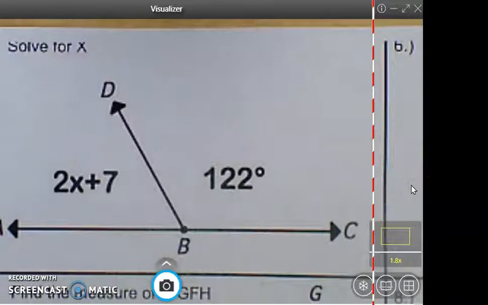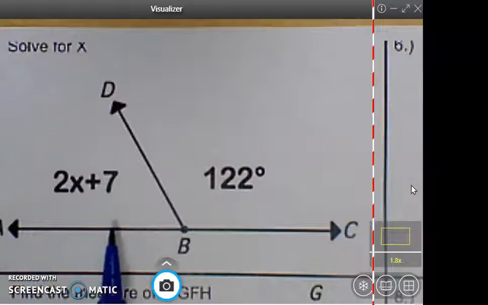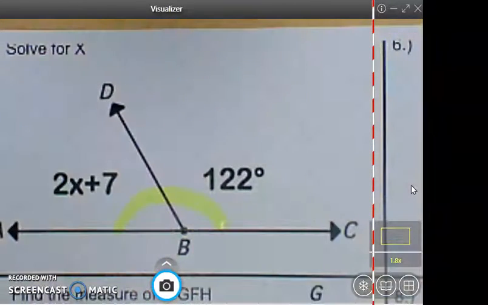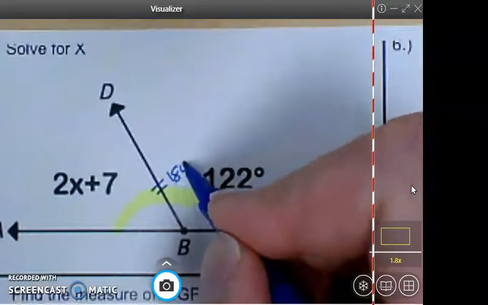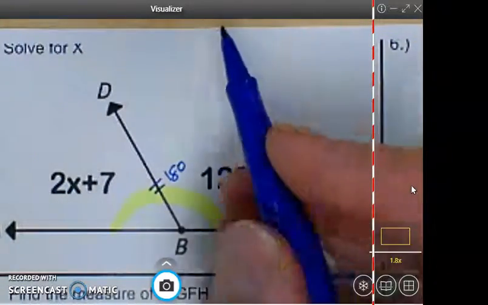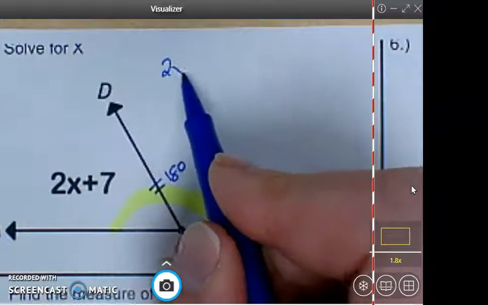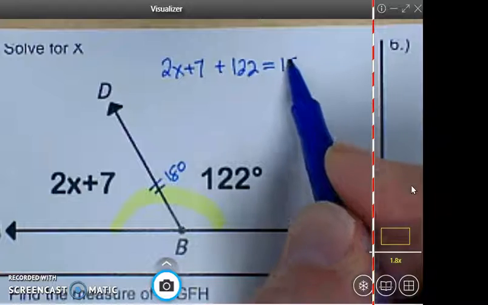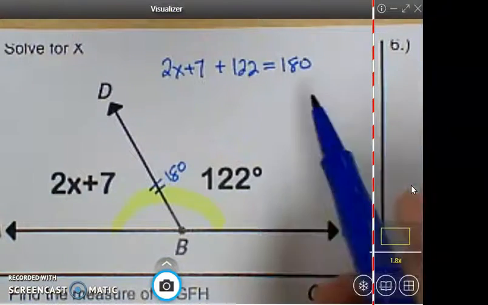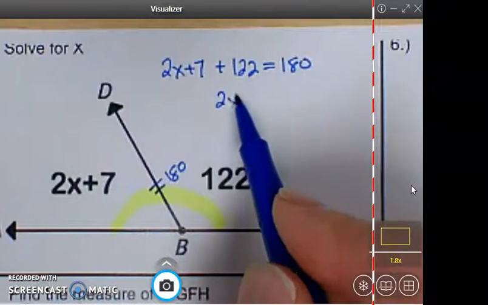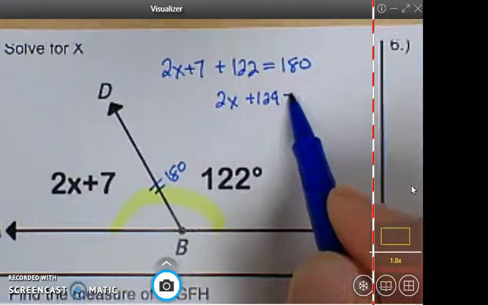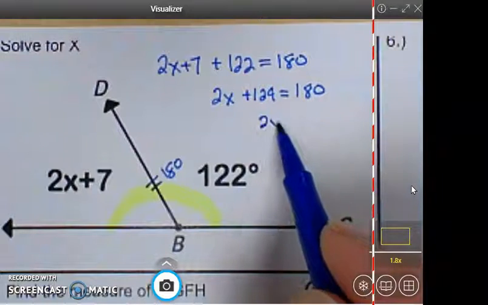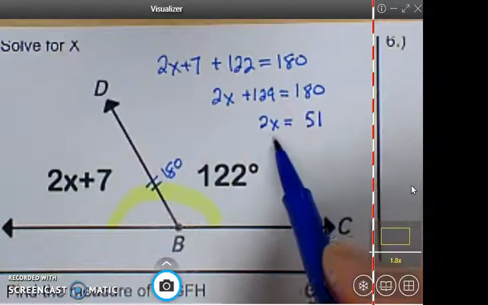Notice here it says solve for x. Again, I notice that I do have a straight line here, so I recognize that together these are equal to 180 degrees. So as supplementary angles, I'm going to write that down as 2x plus 7 plus 122 has to equal 180 degrees. At that point, combine your like terms. Subtract the 129 and divide by 2.